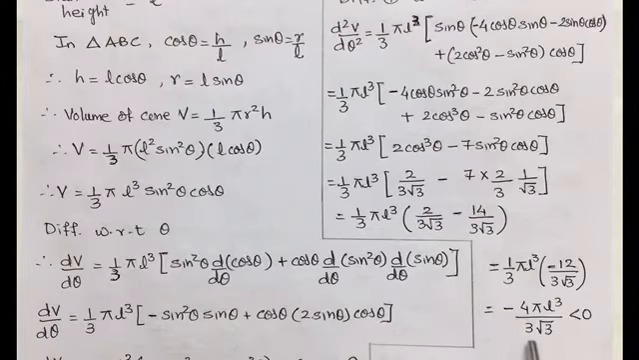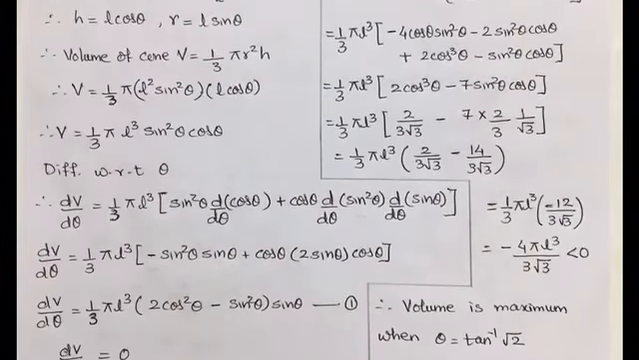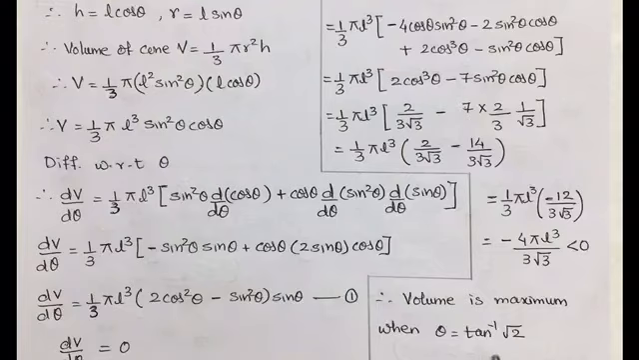So we have got a negative answer, and as it is less than 0, the volume is maximum when theta is equal to tan inverse root 2. So we have maximized here the volume by calculating the value of sin theta and cos theta after getting the value of tan theta. So this is how the volume is maximized when the semi-vertical angle is tan inverse root 2.